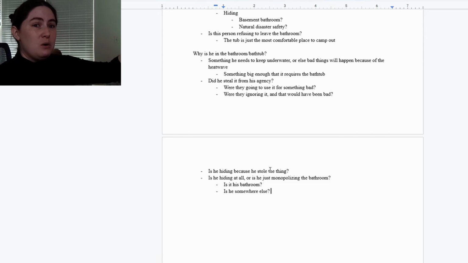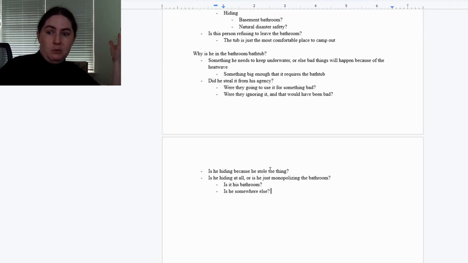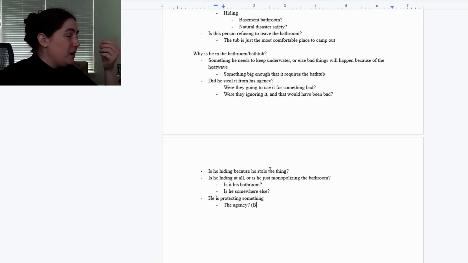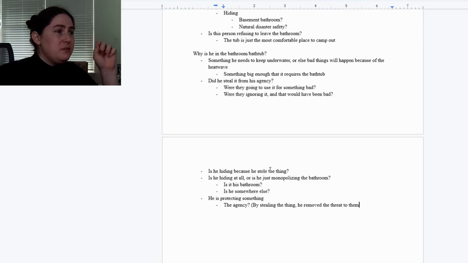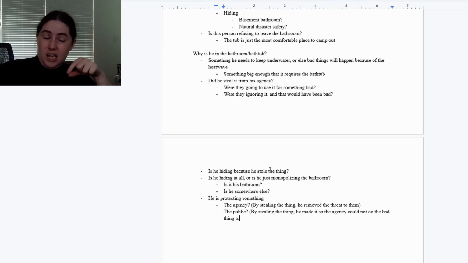Maybe he stole it because they were going to use it for something bad. Maybe they weren't just ignoring how it would react, but they were actively trying to get it to do that thing that would be bad. Maybe he's trying to protect them. I don't know. So I think he's either trying to, if he took it from his agency, he's either trying to protect his agency, he's trying to protect the public from something that his agency would do with the thing, or he's trying to protect the thing.